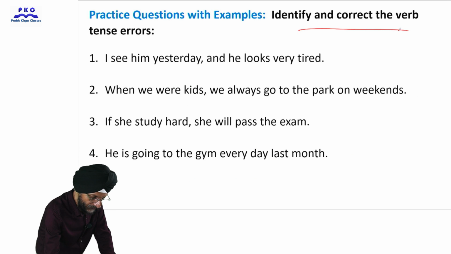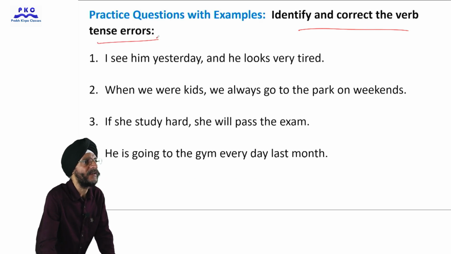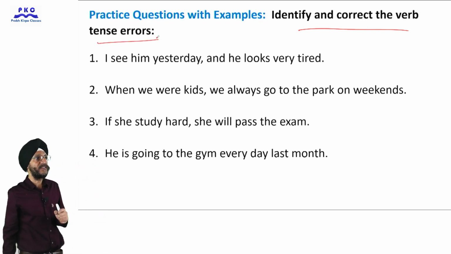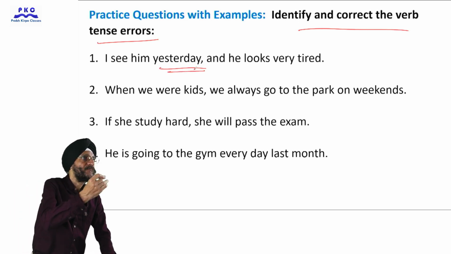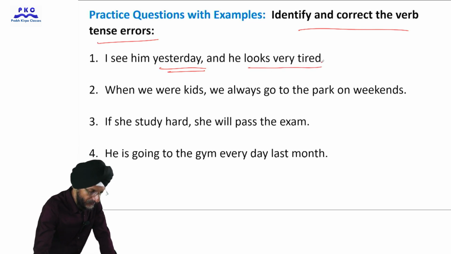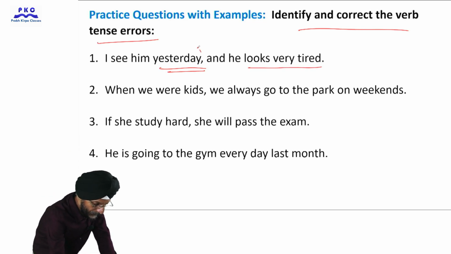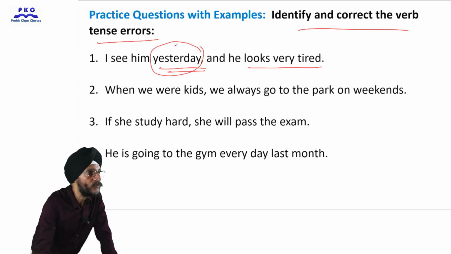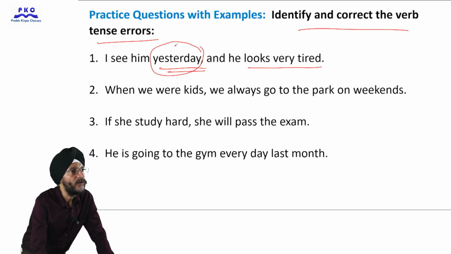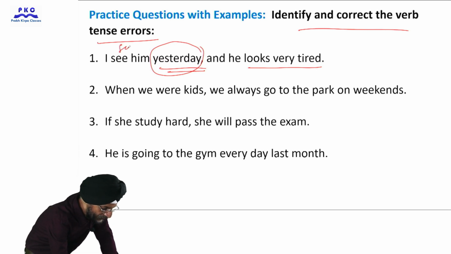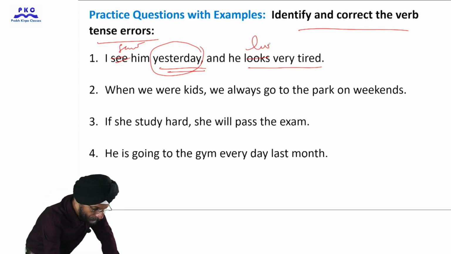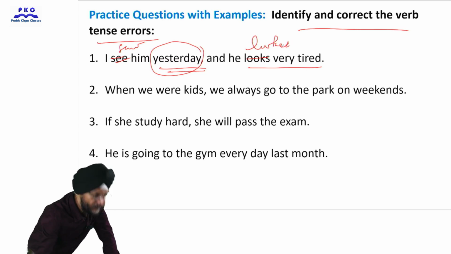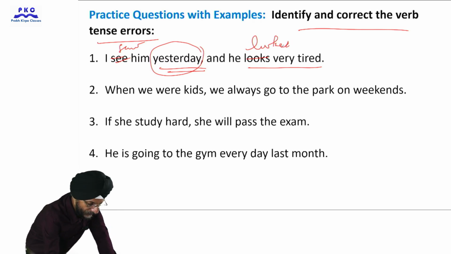Now we are to identify the verb tense errors in the following sentences. I see him yesterday. Here yesterday means past. He looks very tired. But here we have made use of the word yesterday. So we will have to correct the verb tense. I saw him yesterday. "Looks" is present. So he looked very tired.